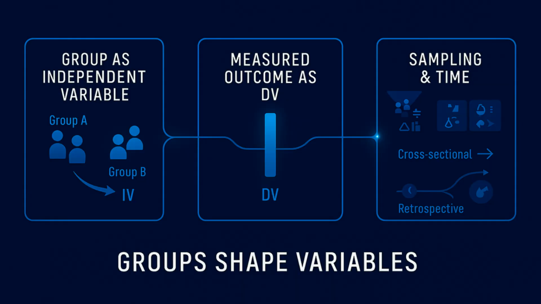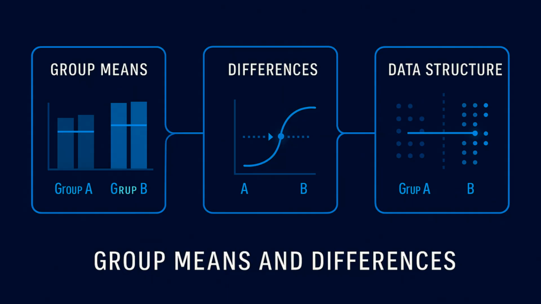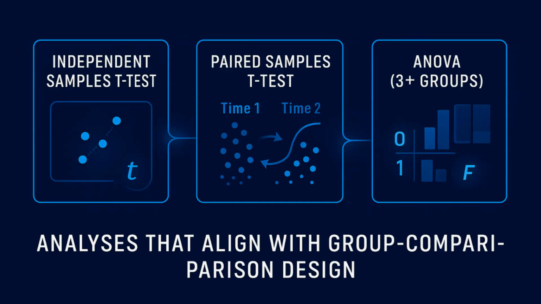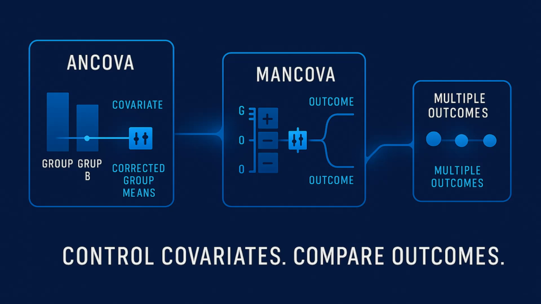Variables take shape around group membership as the independent variable and the measured outcome as the dependent variable. Sampling must attend to group sizes and potential sources of bias. Time is typically cross-sectional or retrospective. The data structure expresses group means and differences. Analyses that align with this design include independent samples t-tests for two groups, paired samples t-tests when the same group is measured twice, ANOVA for three or more groups, ANCOVA when covariates must be accounted for, and MANCOVA when multiple outcomes must be compared simultaneously, while controlling for covariates.